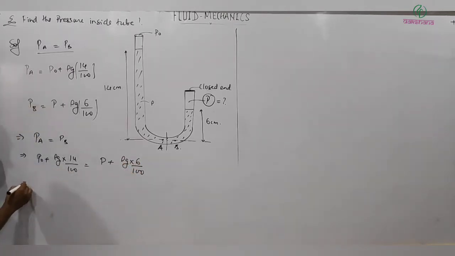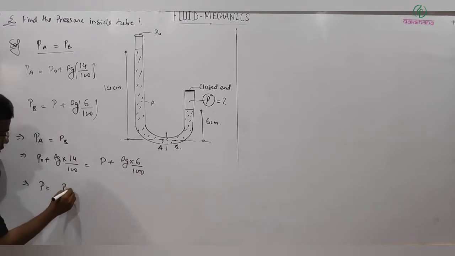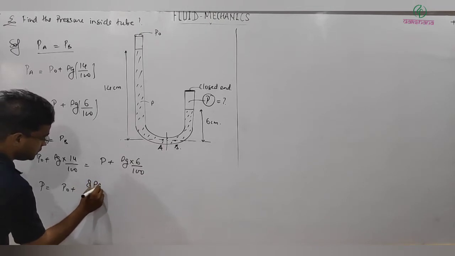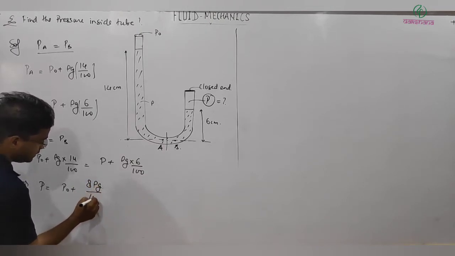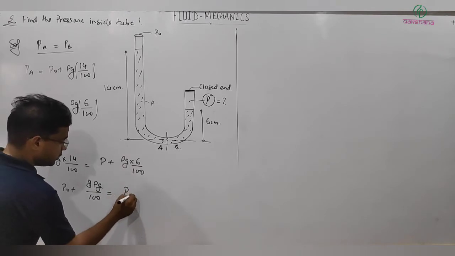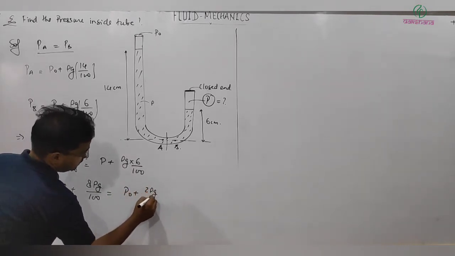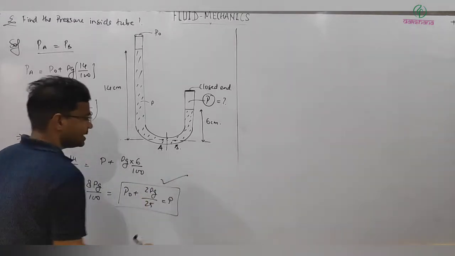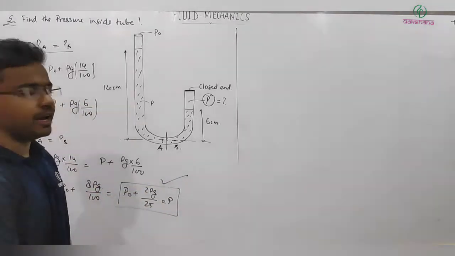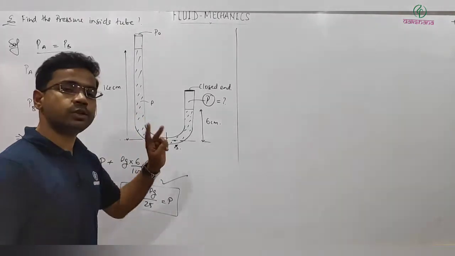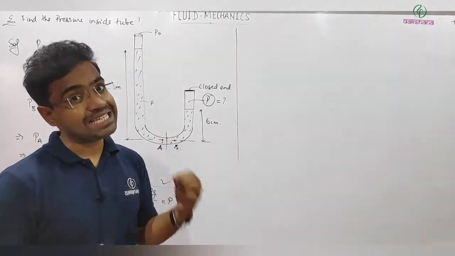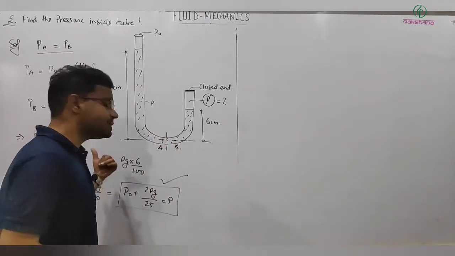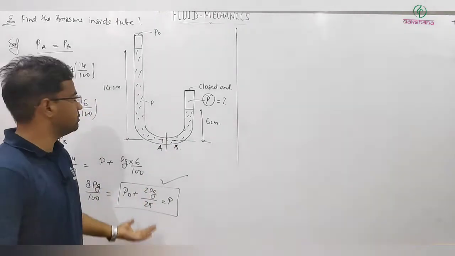Simplifying it, we get P equal to P0 plus, sending it this side, 8 rho G by 100, which comes out to be P0 plus 2 rho G by 25. This is the pressure inside the tube. So it's a straightforward, simple approach. The logic is: consider 2 points in the same liquid at the same level, calculate the pressure at these 2 points, equate them, simplify, and you will get the answer.